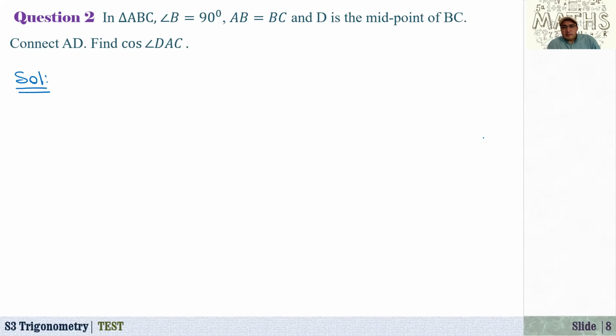Okay, so we are given kind of a right angle triangle. And this one is 90 degrees. Okay, let me just label this. Angle B is 90 degrees. And let's say this one is C and this one is A. And the question: AB is equal to BC. And D is a midpoint of BC.